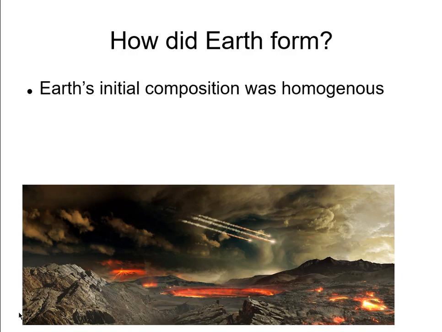Okay, so initially, the Earth was homogeneous, meaning that the material it was made up of was completely mixed together. Think of this like your ranch salad dressing. You shake it up and it's all mixed together. That's what the early Earth was like.